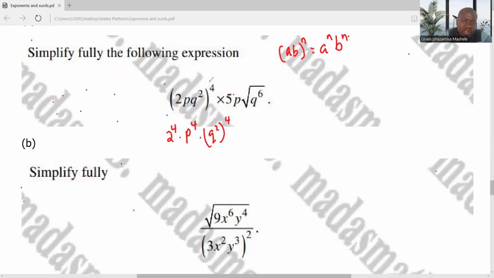Because it's there to the power, times 5p, there's a power, it's not the root, times, look here, we have the root of q to the exponent of 6. What did I say? The square root of any number or expression is that number or expression to the power of half. So which means this will be q, I apologize, q to the exponent of 6.